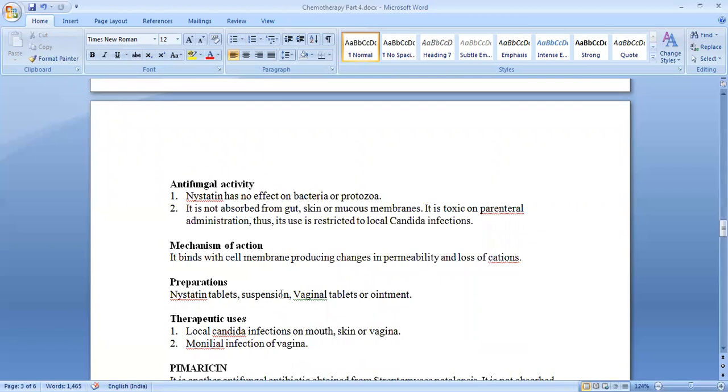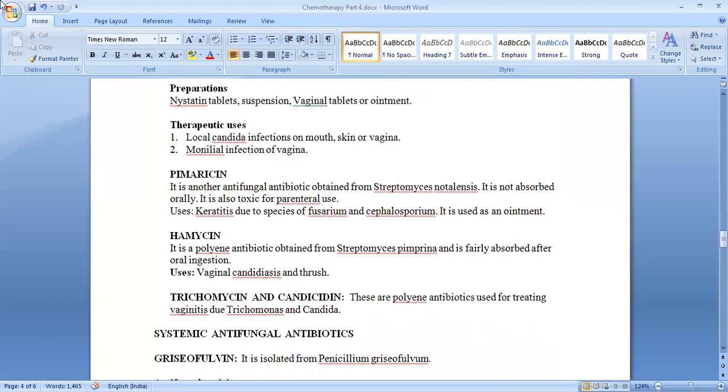It can be given in the form of tablets or suspension if required, but generally it is given as an ointment or as a vaginal tablet. Candida infections are very common in the vagina, so to treat those infections we use nystatin. Sometimes people may develop a local candida infection in the mouth or on other parts of the skin, so it can be given as an ointment to treat that. Then pimaricin is also an antifungal antibiotic, and it is generally used in the form of an ointment.